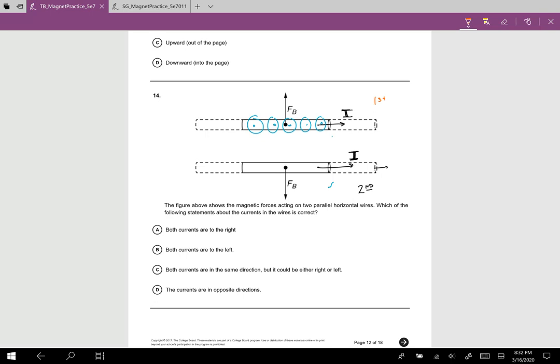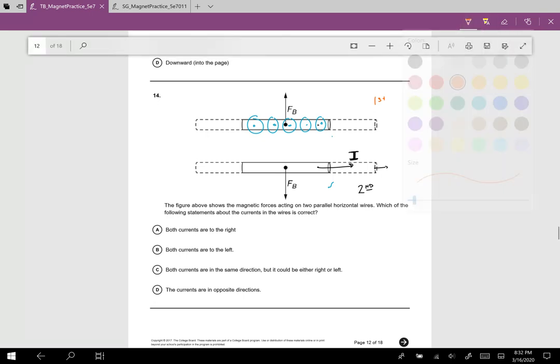What if our current was going to the left, though? Let's change that up. Why not? Say our current's going to the left. Let's try our right-hand rule again. So we have I going to the left, magnetic field pointing up, and then we have our magnetic force pointing to the top of the page. Okay, so that checks out if that's like that.